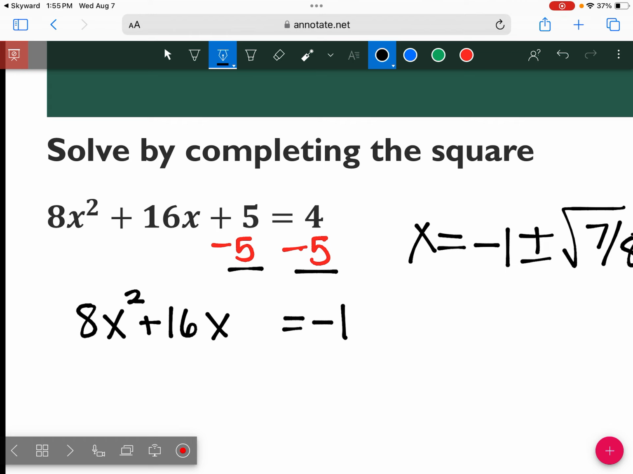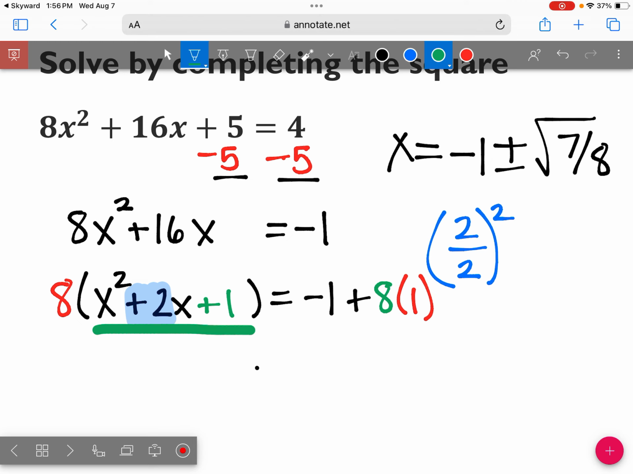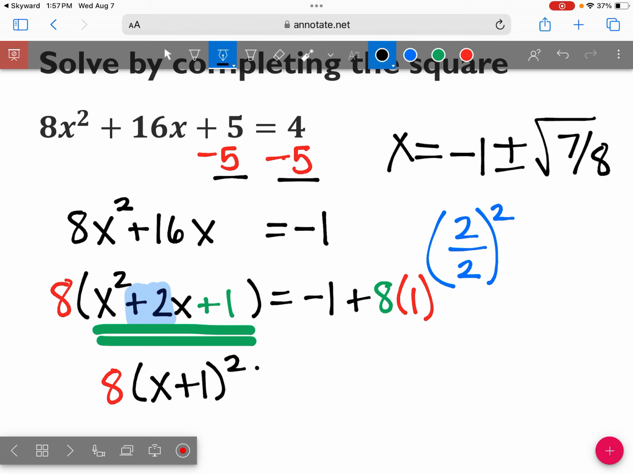So this can be factored. What does that factor down to? That's a perfect square. x plus 1 times x plus 1. If you take x plus 1 times x plus 1, you get x squared plus 2x plus 1. So we have 8, and then I have the x plus 1 squared. Now figure out what you get when you add this in your calculator. You got -1 plus 8 times 1, and that's where we get the 7.